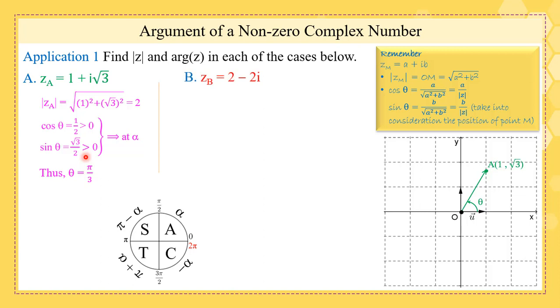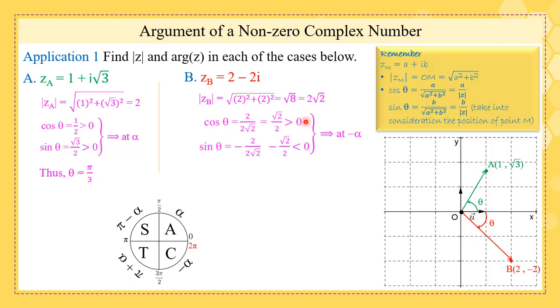Now, ZB is 2 minus 2i. That's it. This is the red angle. So the modulus of ZB is 2 radical 2. The cosine is positive. The sine is negative. We are in the fourth quadrant, minus alpha. And theta is negative pi over 4. I will remind you again and again, this could be done using the calculator in a very simple way.